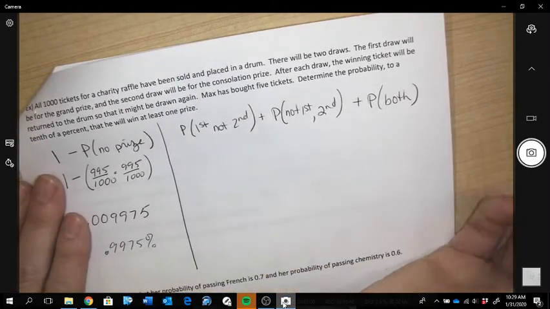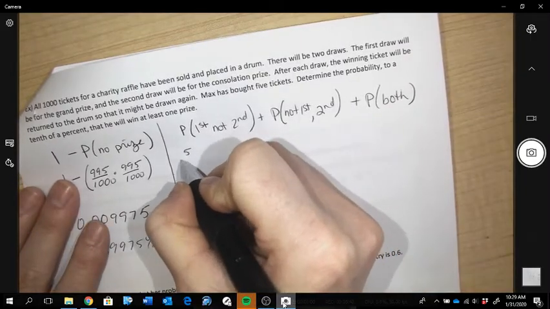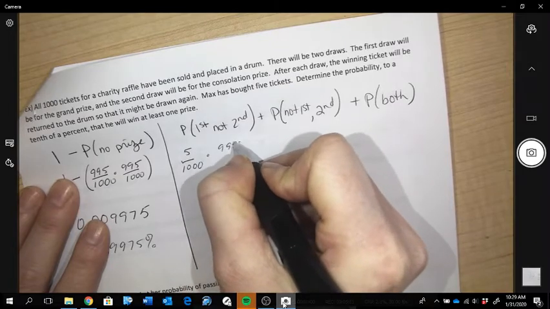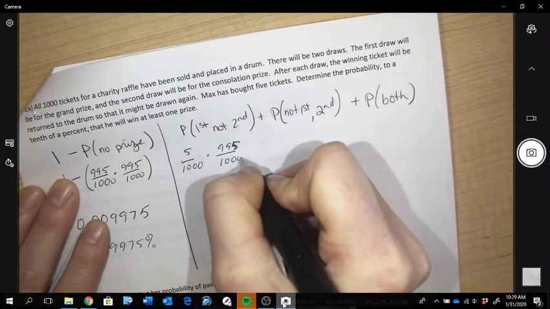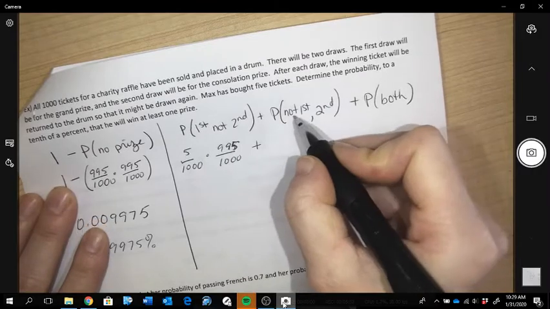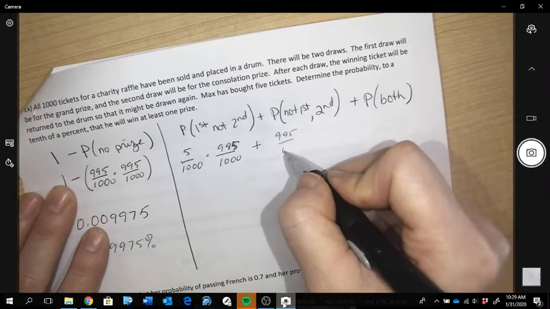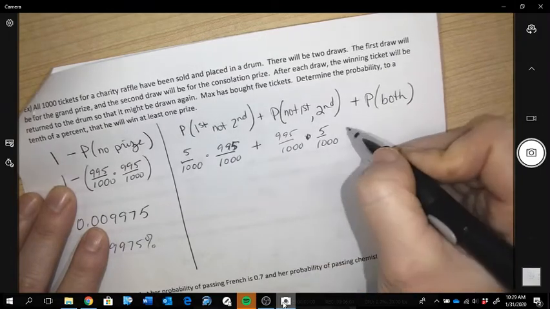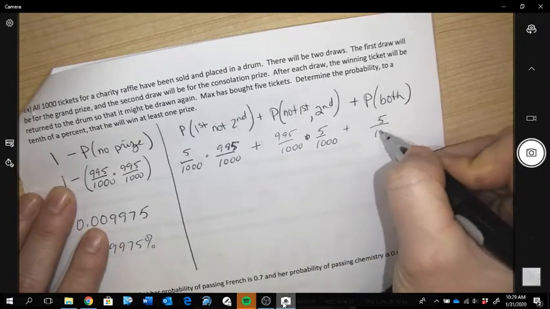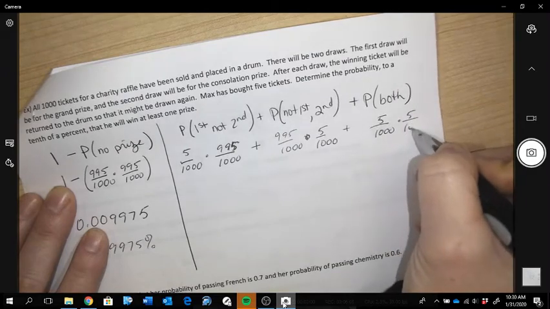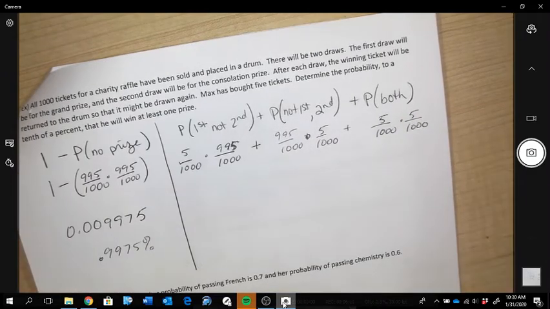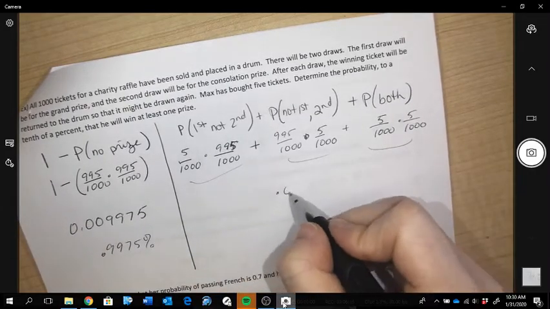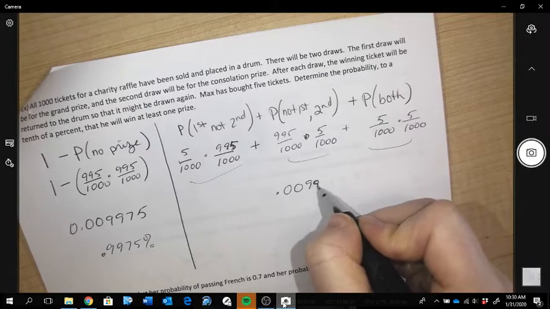Okay, so if I did it the long way, if you win on the first but not the second, plus if you don't win on the first but you win on the second, and the probability of winning on both would be 5 out of 1,000 squared. If you add all that up, it does come to the same number.